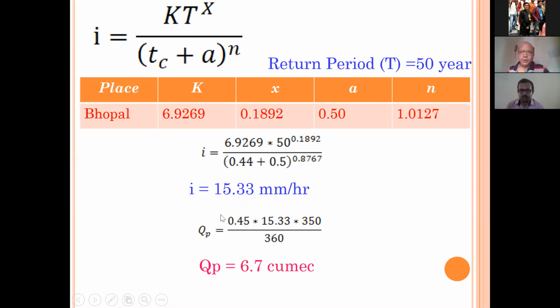So these types of models can be used to determine water yield as well as peak runoff. So this is all from my side. Now I request Dr. Bikram, if any questions are there, I am ready to answer.